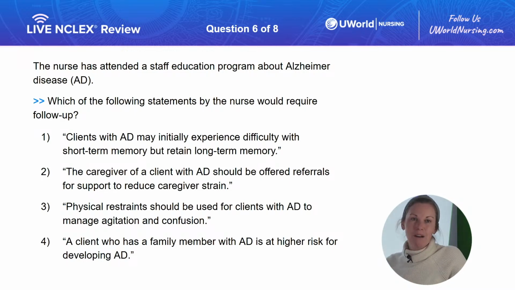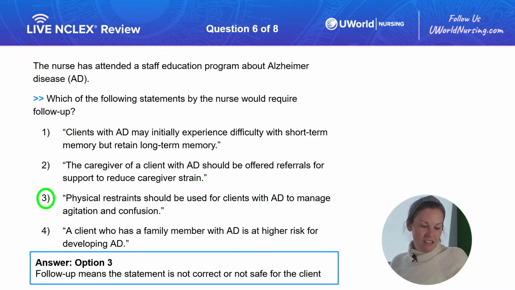All right, let's pull up our correct answer. Our correct answer on this one, you guys did great on. This is option 3, physical restraint should be used for clients with AD to manage agitation and confusion. So again, we have to read this question carefully. It says, would require follow-up. So again, our correct answer is the incorrect statement, something we need to teach more, intervene on, make sure it doesn't happen.